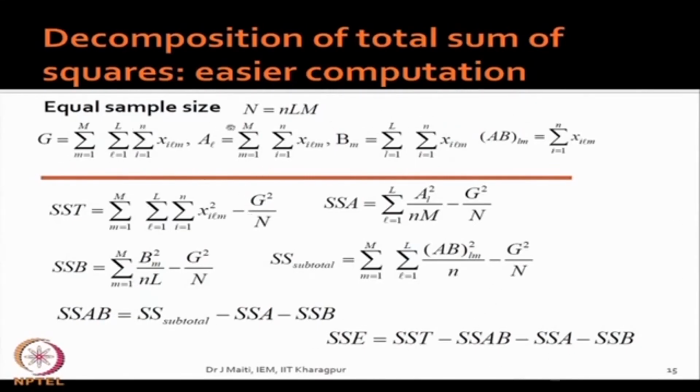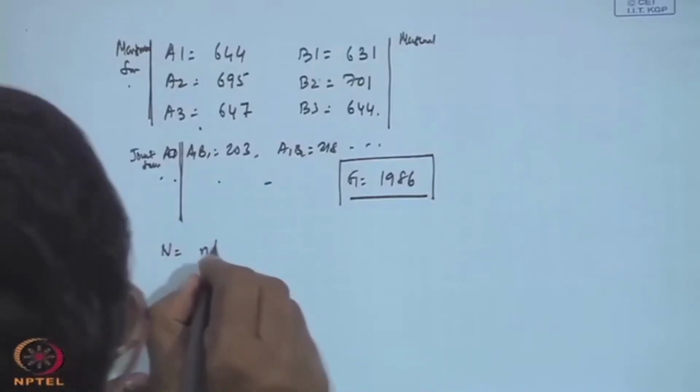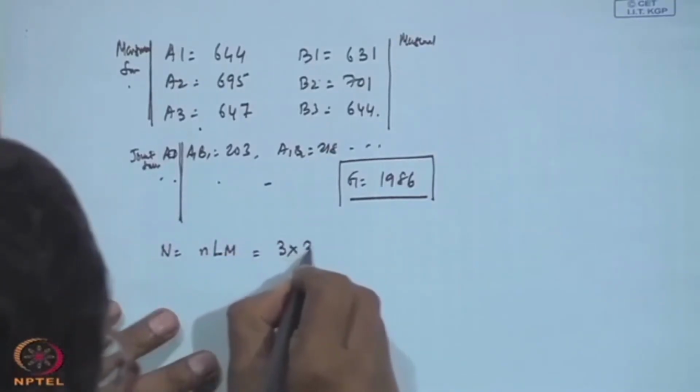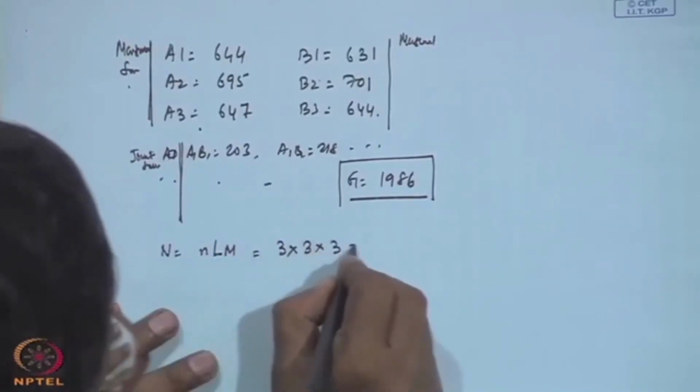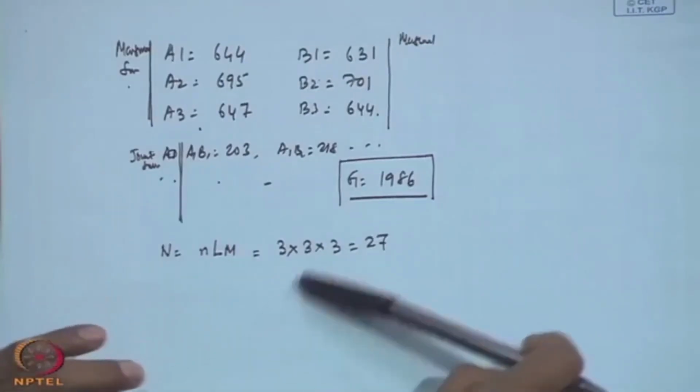First, what is the total observation? Total observation here in this example, N equals n times L times m, where n is 3, L is 3 and m is 3. So this is 27, and that you have seen earlier.